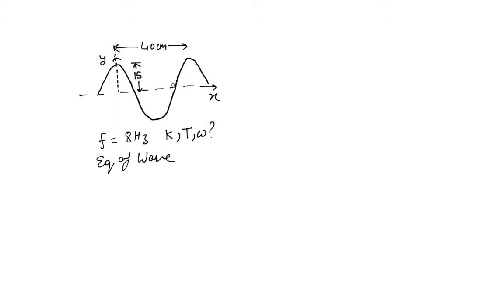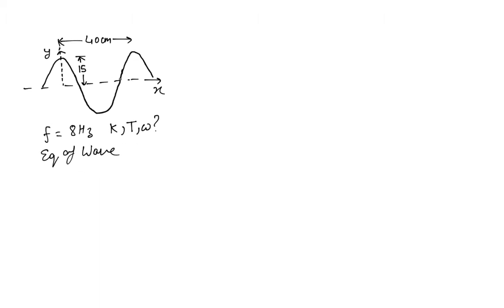This is our second example on waves. There's a wave being made here, and this wave has an amplitude of 15 centimeters and a wavelength. As you can see, the wavelength is given to be 40 centimeters from one maxima to the other maxima, which means that covers one whole wavelength, which is 40 centimeters.